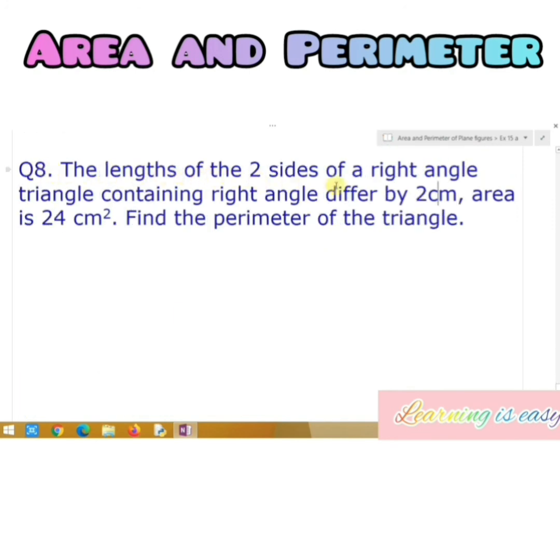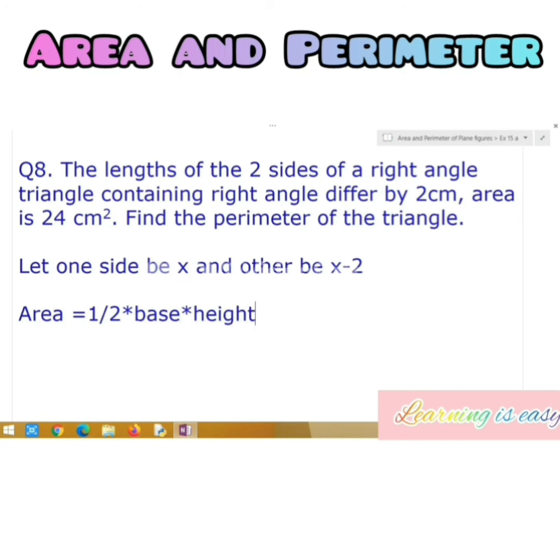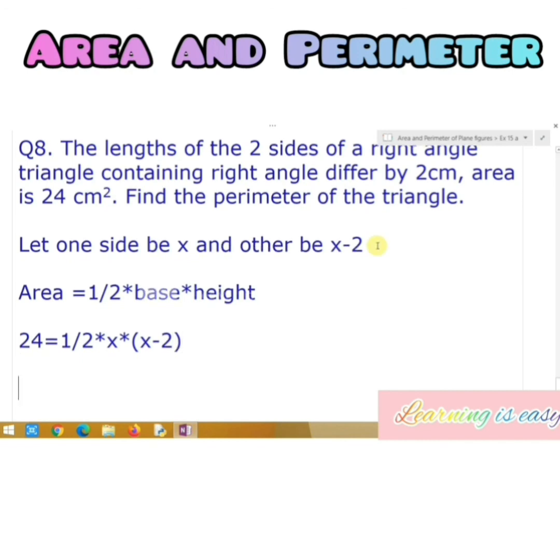Next, question 8. The length of the two sides of the right angle triangle containing right angle differ by 2 centimeter and area is already given. Find the perimeter. So let one side be x and other side differ by 2 centimeters, so x minus 2. And the area is going to be half into base into height. Area is already given in the question. That's 24 centimeters square equal to half into x into x minus 2. So with this we can form the quadratic equation.